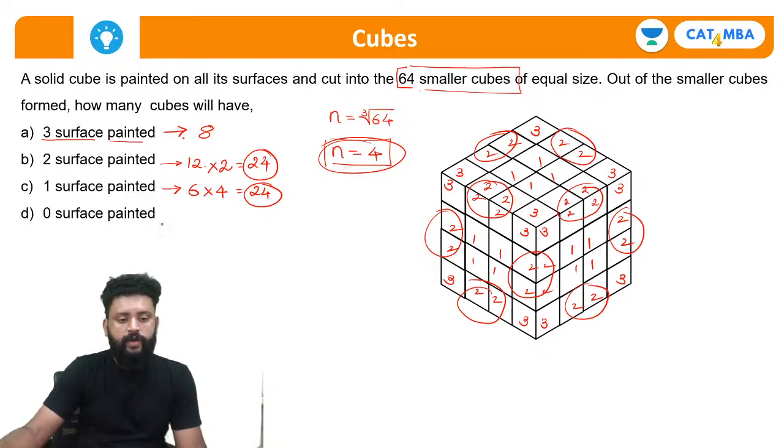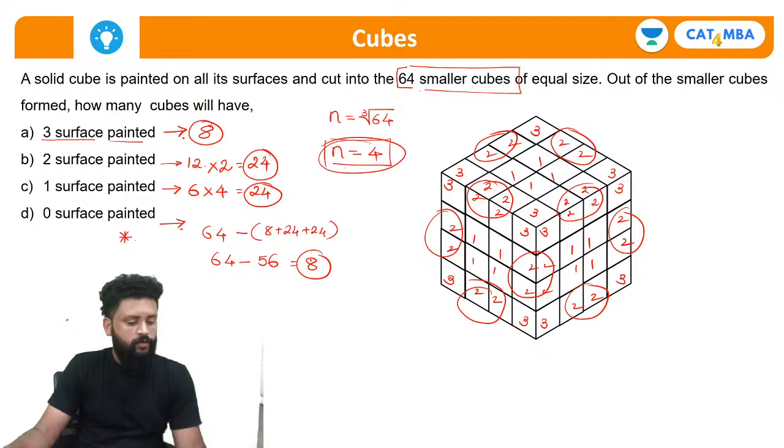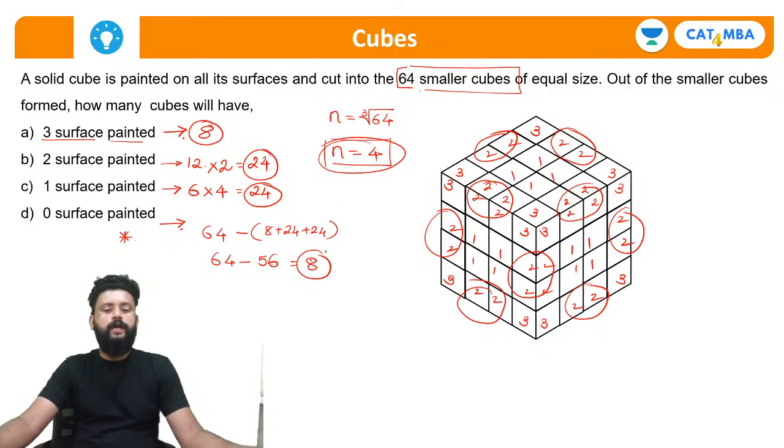Okay, what about the zero face painted? Now we need not imagine the zero face painted. We know there were 64 cubes in total. We need to subtract 8 plus 24 plus 24, that is 64 minus 56, and you'll get the answer as 8. So there are 8 cubes where there will be no surface paint. All clear up till now?